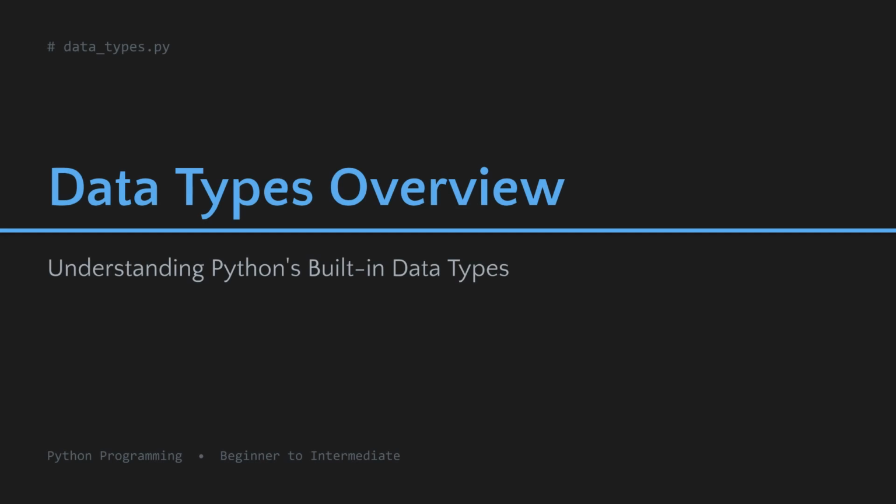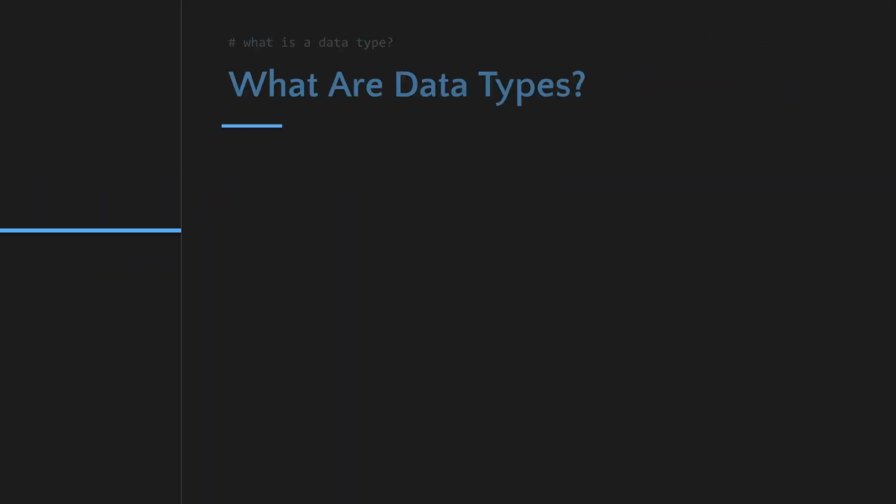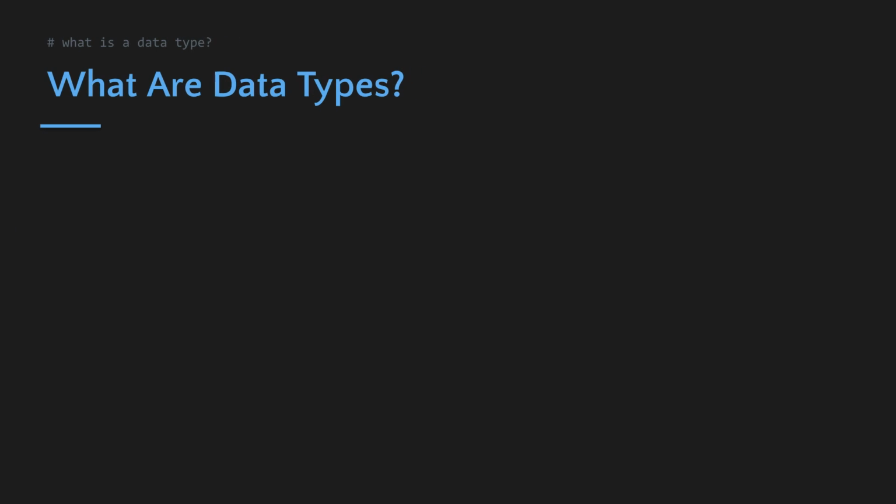Welcome to this video on Python's built-in data types. We will cover the different types available and how to work with them in your code, from beginner to intermediate levels. Data types classify the kind of information a variable holds, such as text, numbers, or collections.